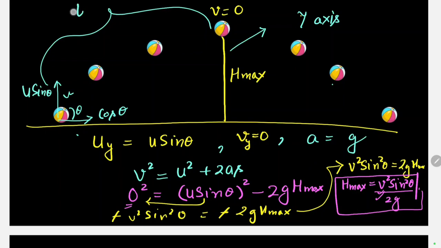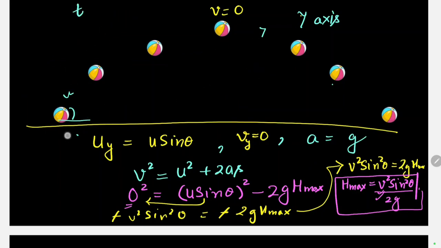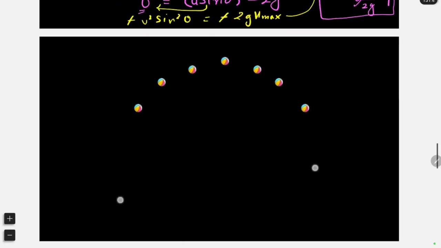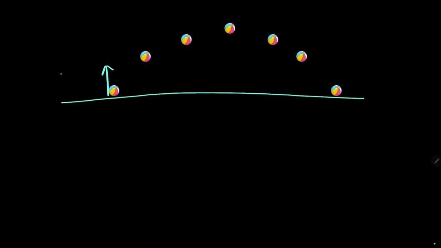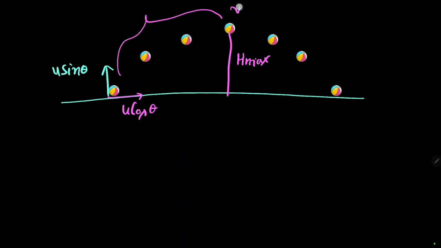Now if you want to know after what time it will reach the maximum height, let us say the time taken to reach the maximum height. In other words, I can say the time taken for half the projectile, from here to here. If we want to know that, how will we do it? Let me take the same football. This velocity is u sine theta, this velocity is u cos theta. Now this is the maximum height, and my task now is, how long will it take to reach the maximum height?